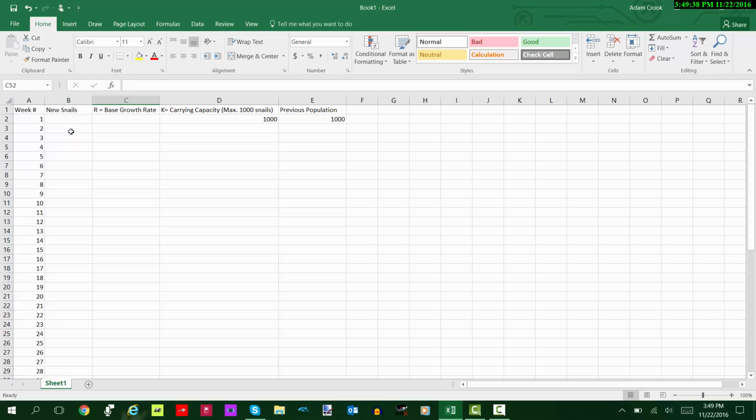Begin with 10 initial snails. Yeah, that's the previous population for week 1. For week 1, 10 snails. Alright. And so this is going to be 1,000 per week. A reasonable growth rate, R equals 20%.